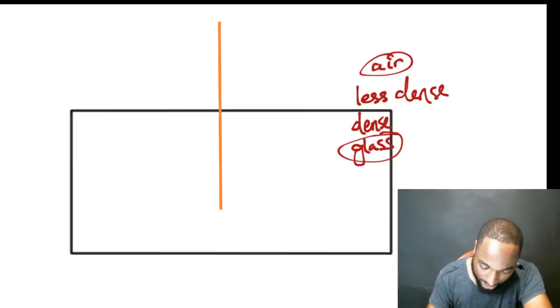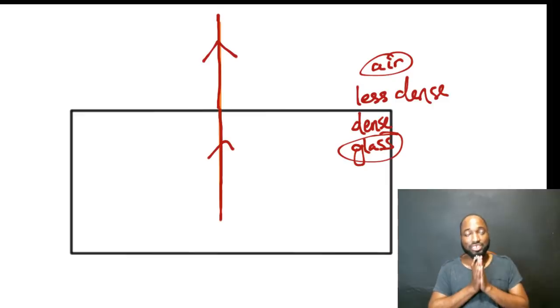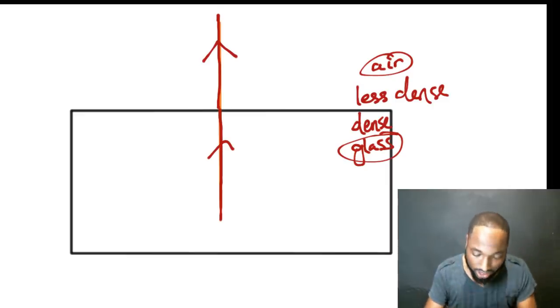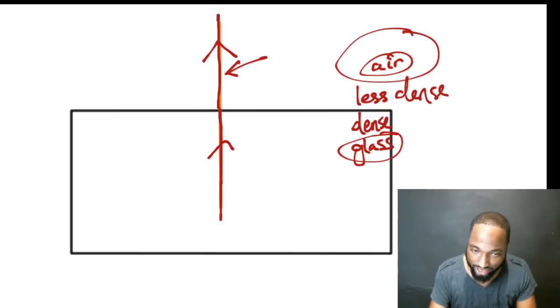By the way, what would happen if the ray of light went straight down the normal? It would just continue straight. For refraction to take place, the ray has to be at an angle to the normal. If it goes along the normal, the ray of light will just keep going straight. It would still change speed, though. It will actually speed up, because it's going into air.